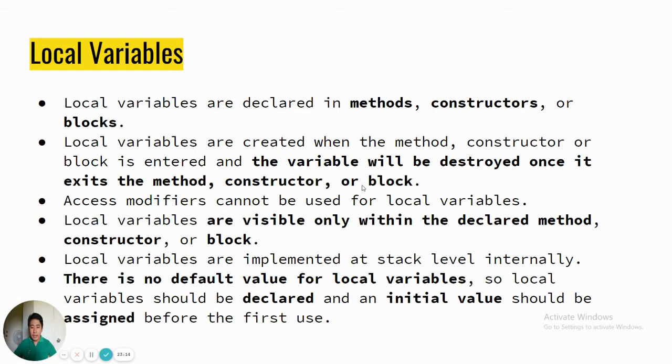So local variables are created when the method, constructor, or block is entered, and the variable will be destroyed once it exits the method, constructor, or block. So meaning you can only use the local variables inside the method, and after it exits the method, the variable will be destroyed. Okay? So here is some information about local variables. There is no default value for local variables. Okay? So local variables should be declared and initialized with a value. So when you create a local variable, make sure that you initialize a value for it. Okay?